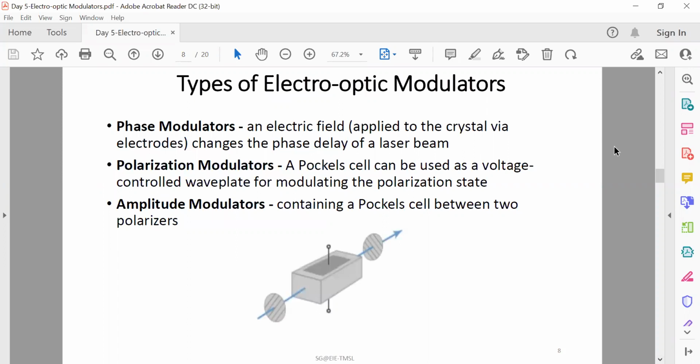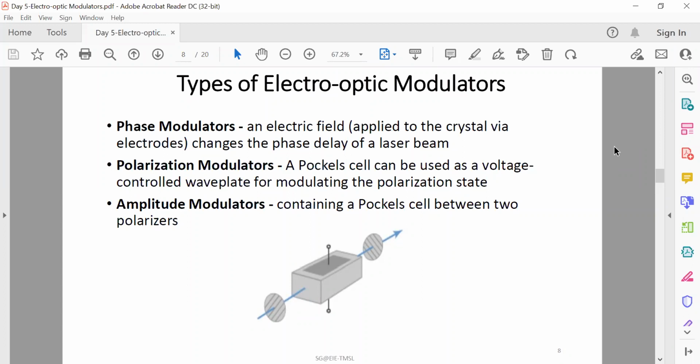Now, there are three types of electro-optic modulators. One is the phase modulator, another is the polarization modulator, another is the amplitude modulator. Now, the phase modulator is the simplest type of electro-optic modulator, basically containing only a Pockels cell, where an electric field changes the phase delay of a laser beam sent through the crystal.